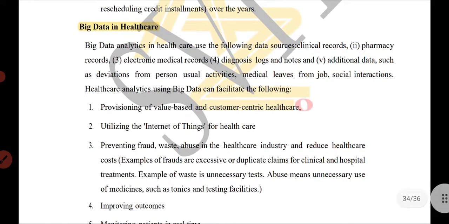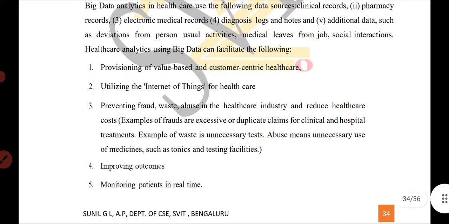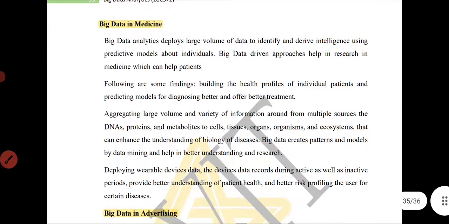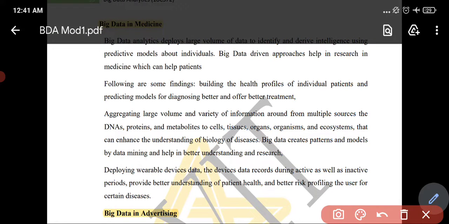In healthcare, it provides the following facilities: provisioning of value-based, customer-centric healthcare, usage of IoT, preventing fraud, waste, and abuse in the healthcare industry, improving outcomes, and monitoring patients in real time. That is done with the help of big data analytics. And big data in medicine: a large volume of data is used to identify and deliver intelligence using predictive models about individuals. Findings include building a health profile of an individual patient and a predictive model for diagnosing better and offering better treatment.